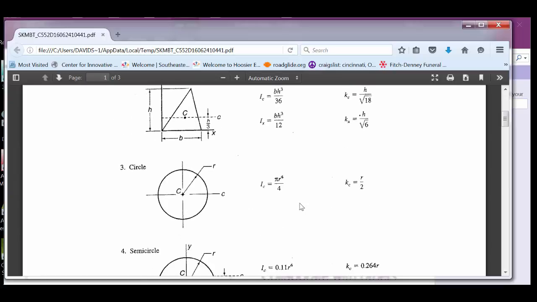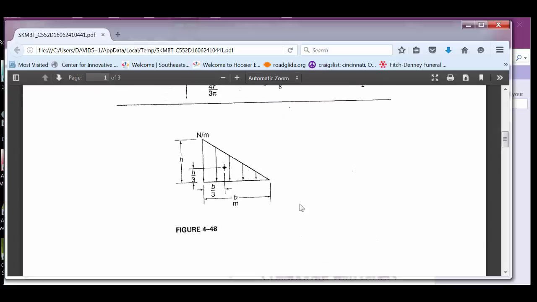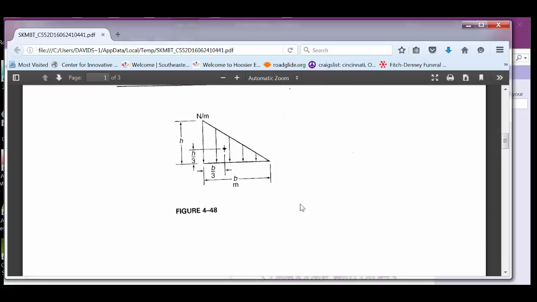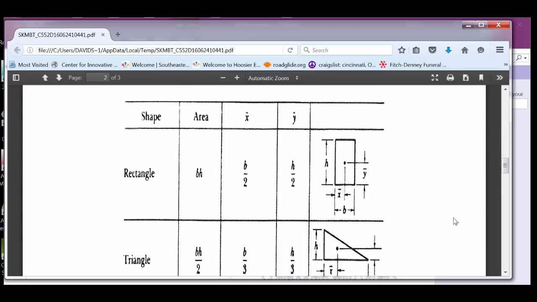But this shows you the different shapes. And that kind of gets into what we're going to be looking at. That's like an unevenly distributed load, isn't it? And then here's some more. It gives you the area, X bar and Y bar.